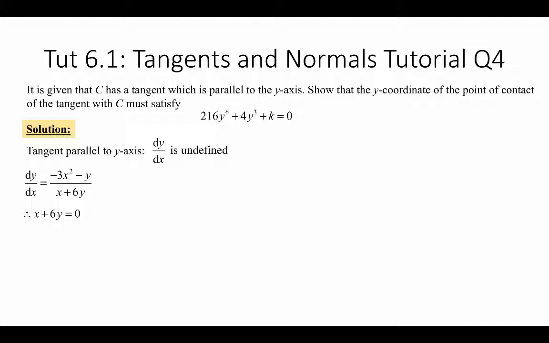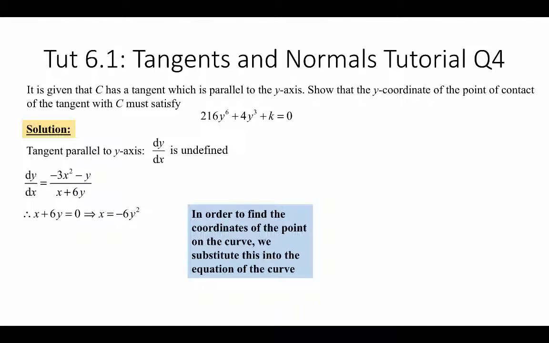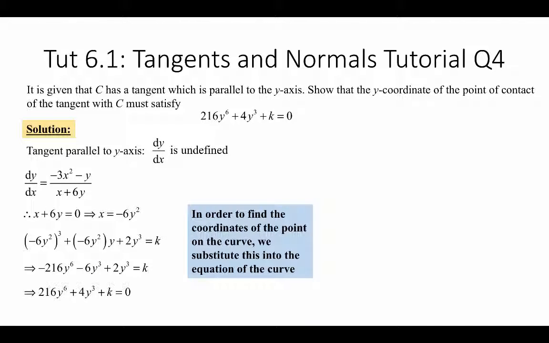Solving the denominator to be equal to 0, we get x equals negative 6y squared. Do note that this is not the equation of the tangents. So what is this? This is the relationship between the x and y coordinates of the points on the curve where the tangent is parallel to the y-axis. So, in order to find the coordinates of the points on the curve, we substitute this back into the equation of the curve C. Doing so, and simplifying, we will reach what we need to show.